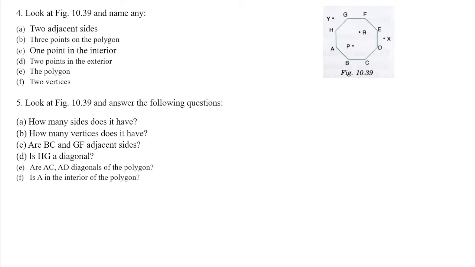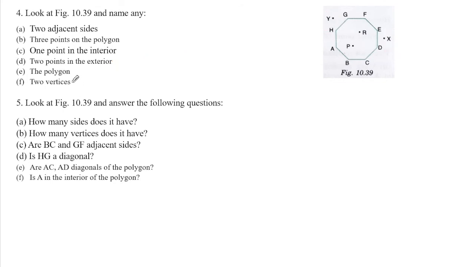Right? So let's move on to the next question. 2 points in the exterior. Now they're asking 2 points in the exterior, which means 2 points which are outside. And there are only 2 points. Okay, so we'll write both of them. This is the answer for this question.